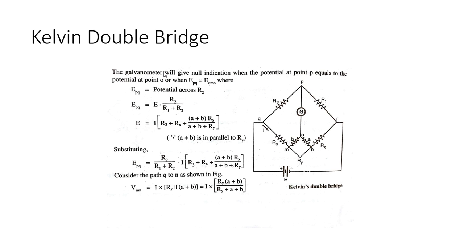Here the galvanometer will give the null indication when the potential at point P equals the potential at point O. As discussed earlier, there is a balance condition, or null indication, only when the galvanometer current is 0. That means the potential at point P must be equal to the potential at point O. This is a somewhat different circuitry, but it is very easy to understand. Let us see that.